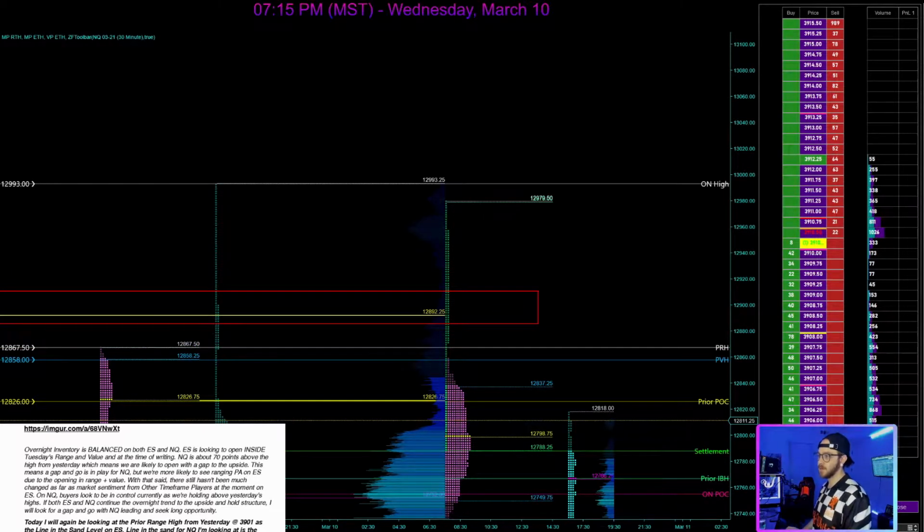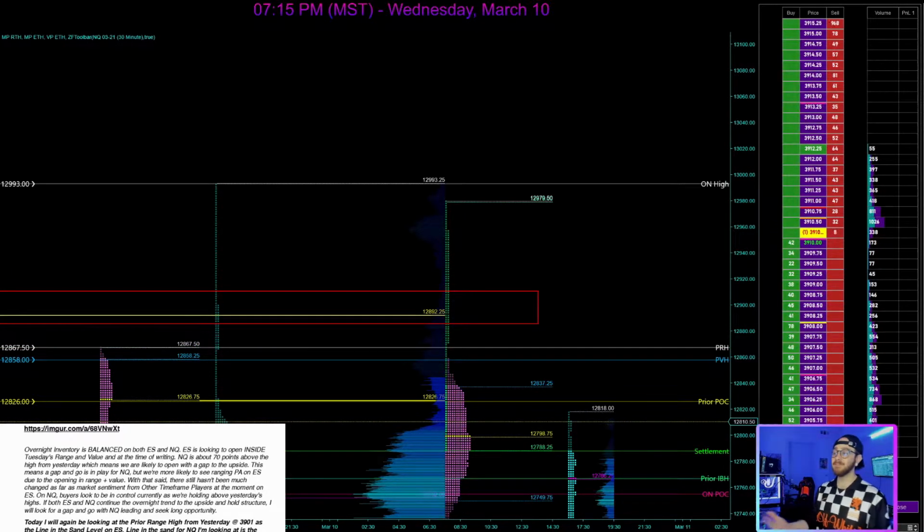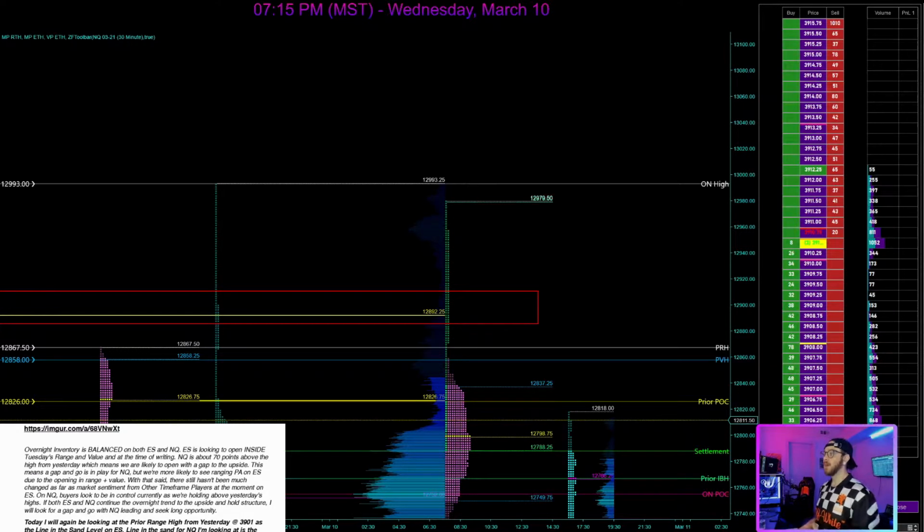I'll read you guys this here. At the time of writing, NQ was 70 points above the high from yesterday, which means that we are likely to open with a gap to the upside. This means that a gap and go is in play for NQ. But we're more likely to see ranging price action on ES due to the open within range and value.